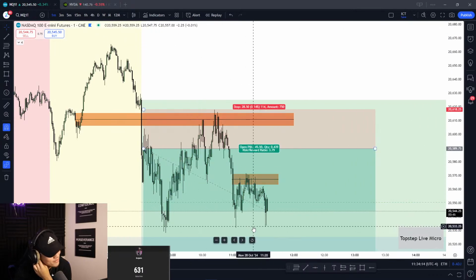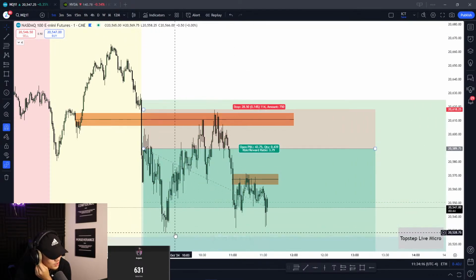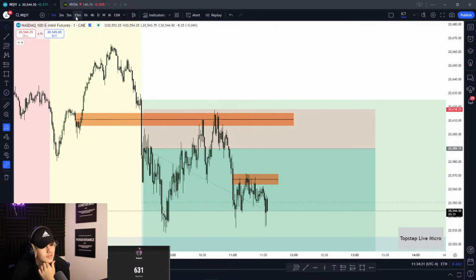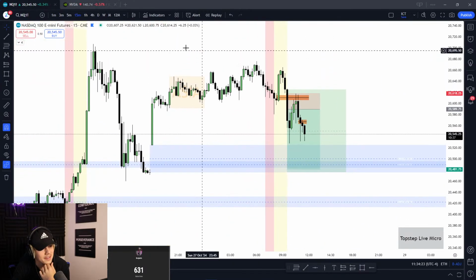Please, can we just rip lower? We have equal lows now. Triple relative equal lows. I'm so tired of this trade, dude.